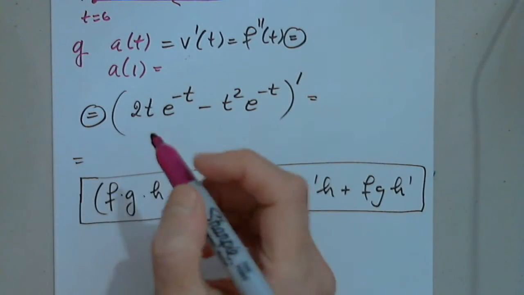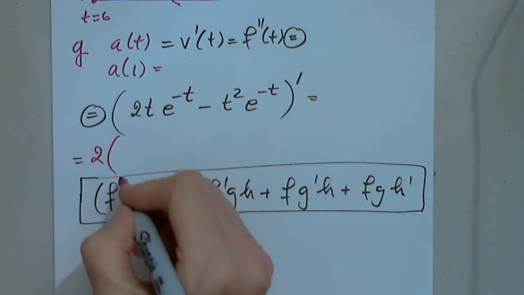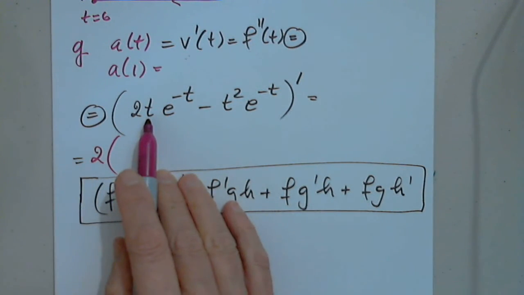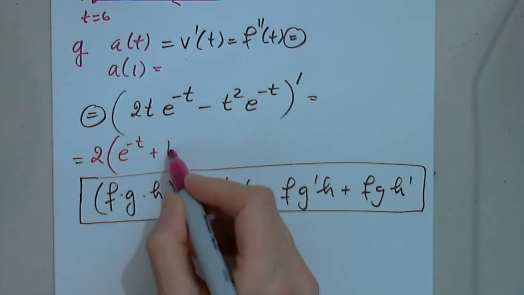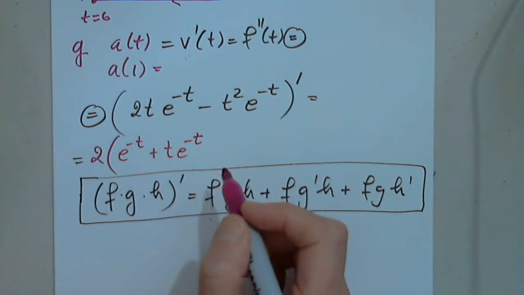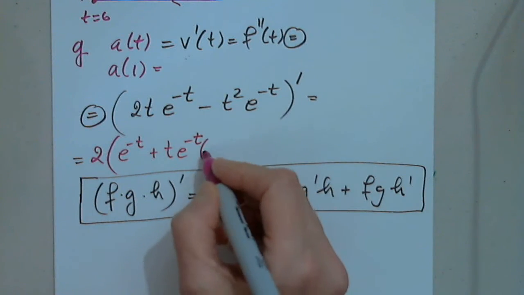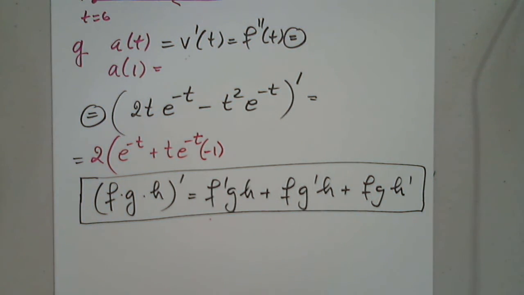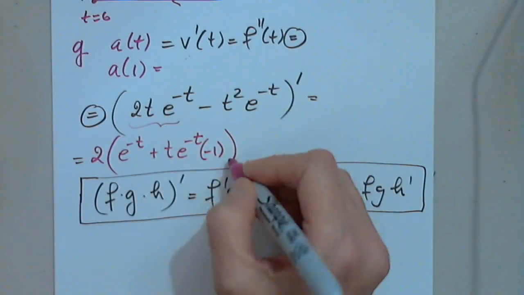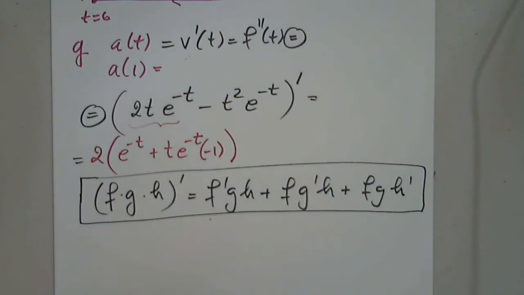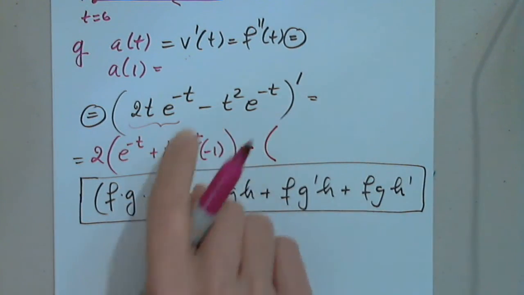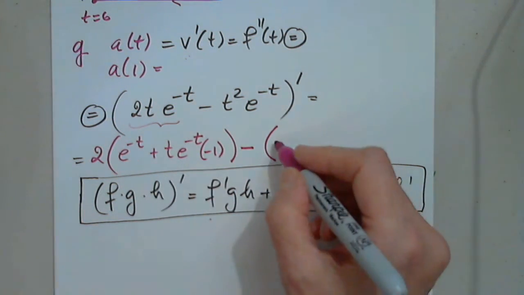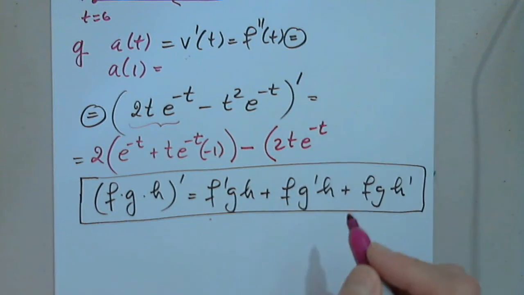Okay, here, 2 outside. The first function prime is 1, so e to negative t, plus t e to negative t times the inner function prime, which is negative 1. So this is the first product. Close, because there is a 2 outside. Now minus. I'm going to open again, not to worry about the sign just yet. So I have 2t e to negative t.